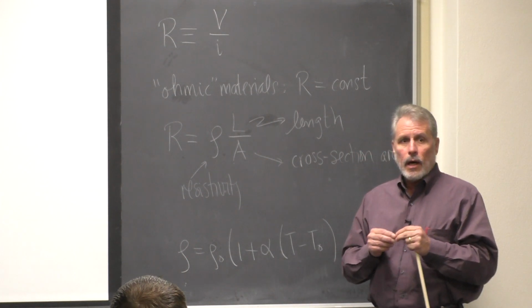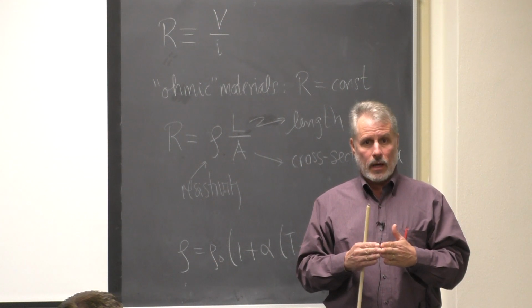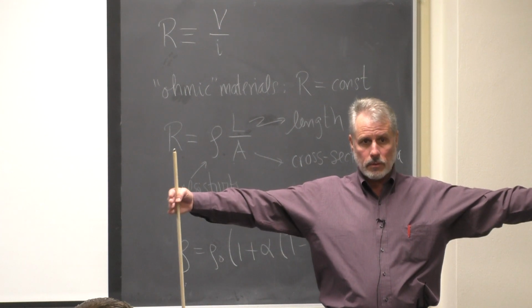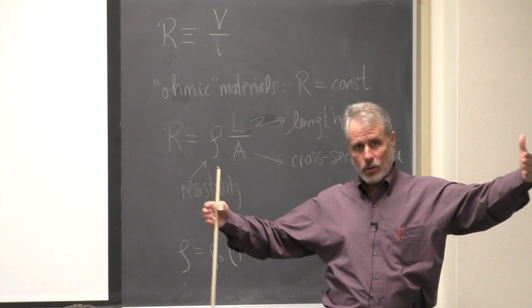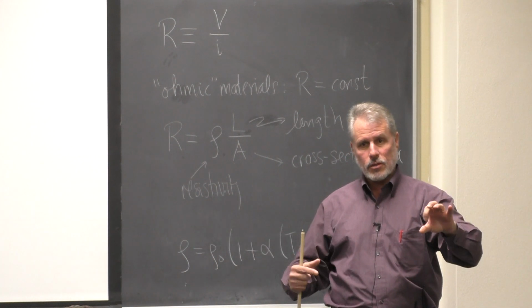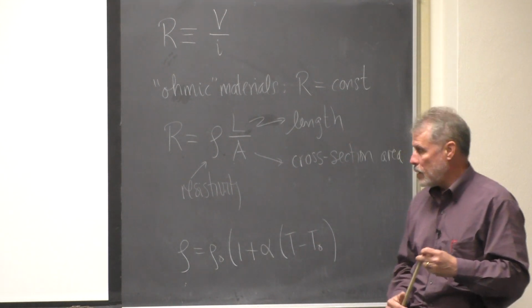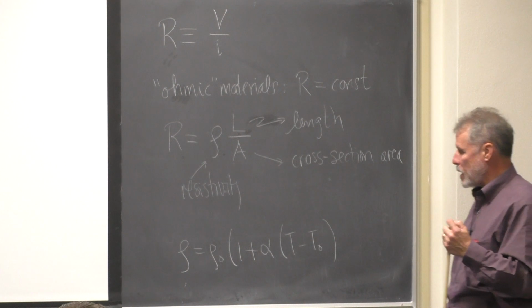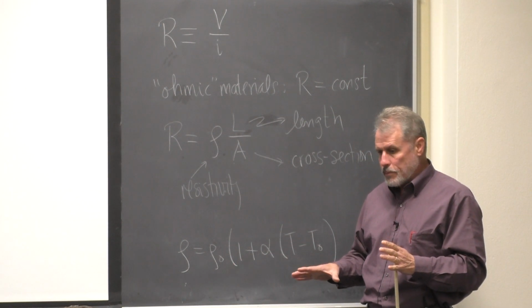So if you are interested in finding the resistance of a length of copper cable, then you look up the resistivity of copper, you know the length of the cable and the cross-sectional area, and then you can determine the resistance of that particular length of copper cable. The resistivity is again a function of temperature.